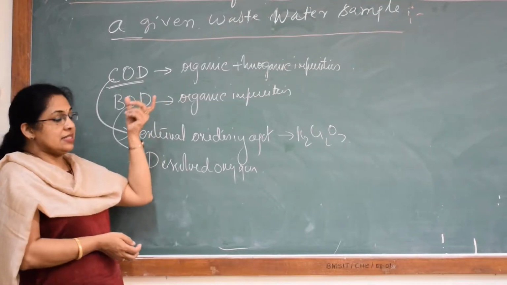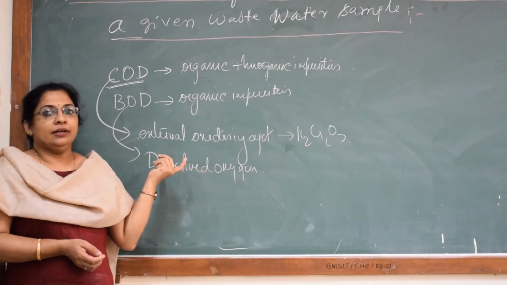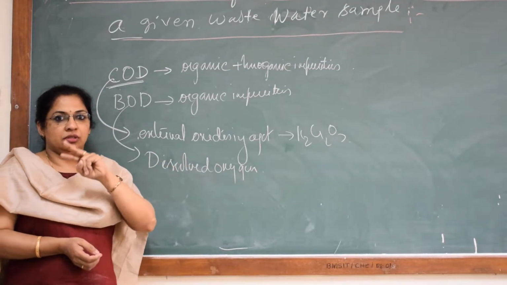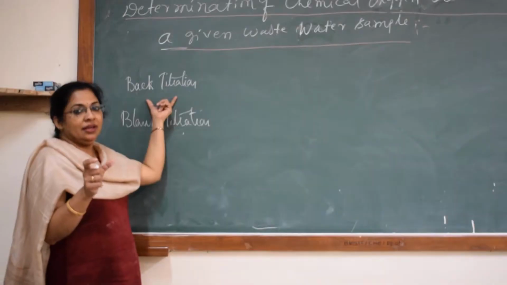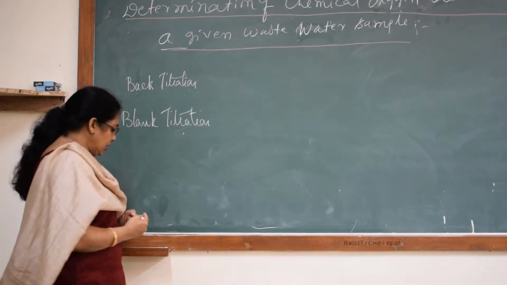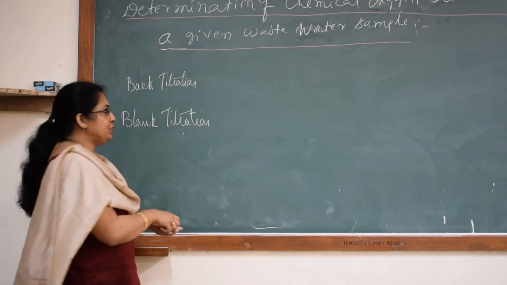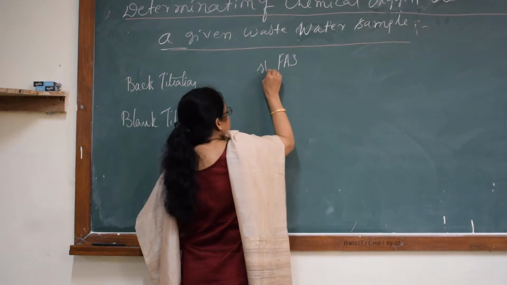Okay, so this is done by a titration process, by volumetric titration, and this process has two different titrations. I will explain those two titrations. Actually, there are two parts. One is the preparation part. We are going to prepare FAS solution as a standard solution.